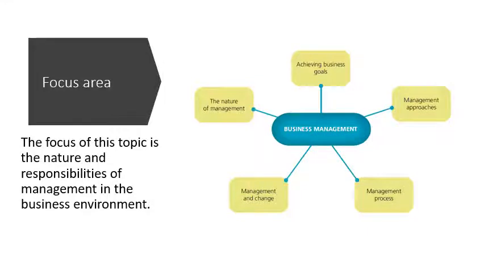Now, the topic is broken up into 5 sections. So this is the first one, the nature of management. This is achieving business goals, the second thing. Management approaches is number 3. Processes is number 4. And then your management and change is number 5. So they're the things that we're going to go through.